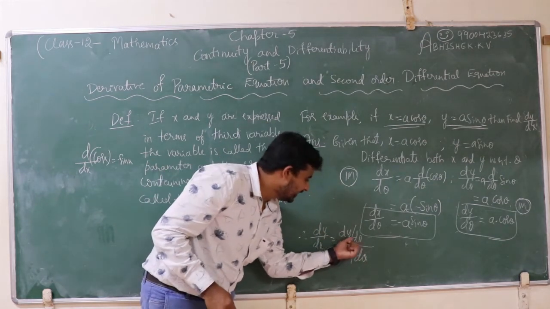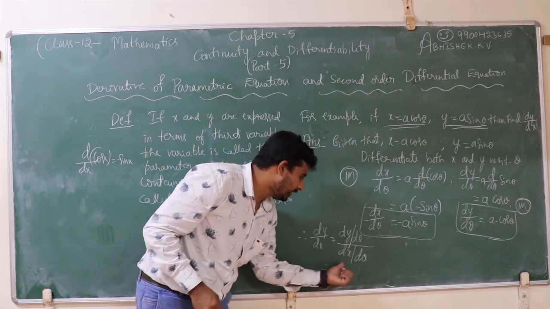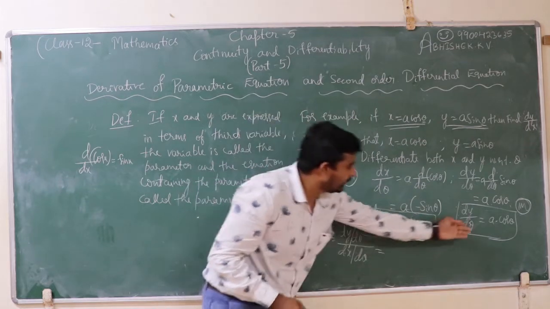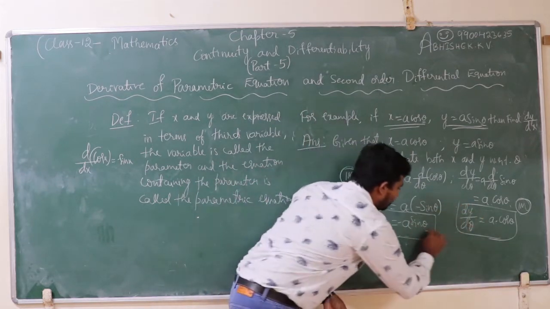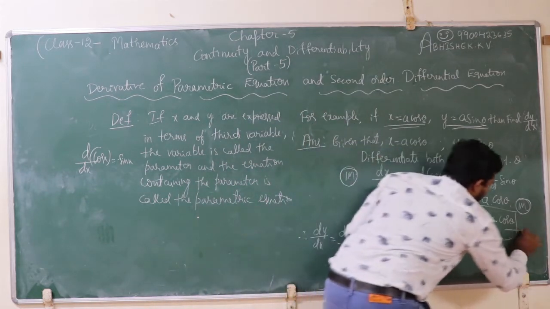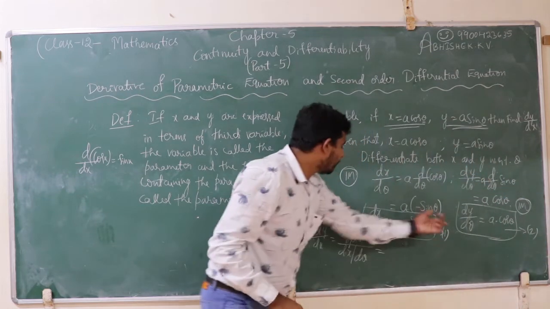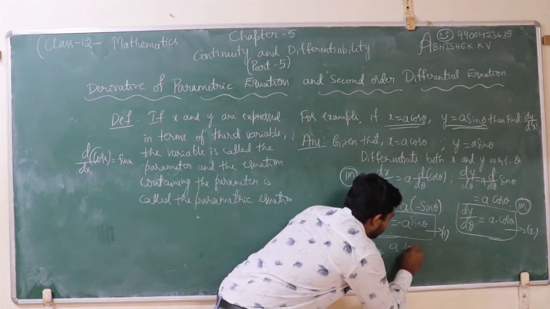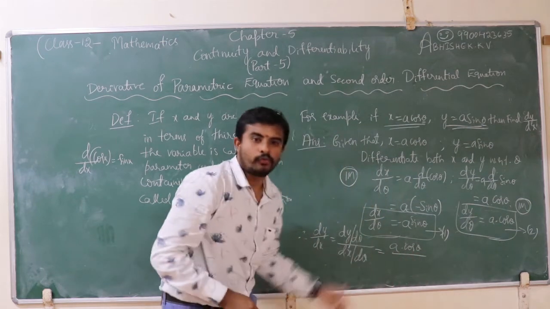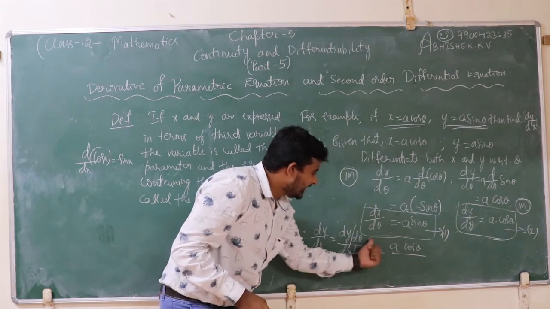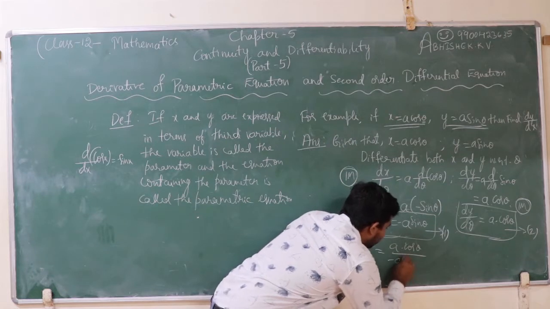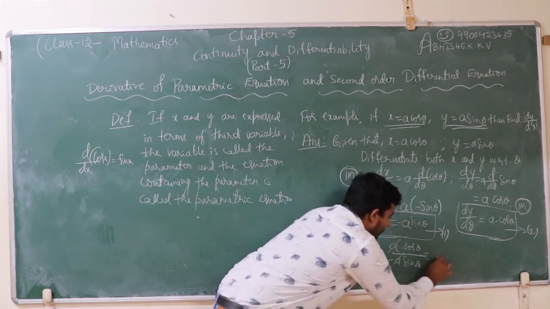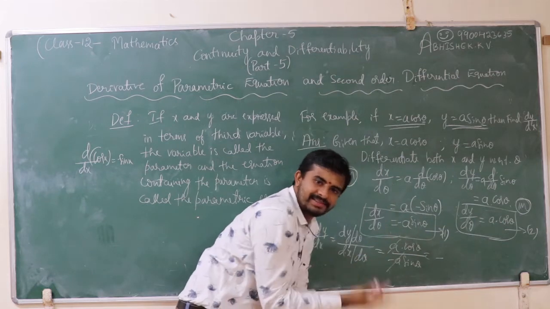Then we get dy by d theta divided by dx by d theta. We are already getting dy by d theta; it is here. Call this equation 1 and this equation 2. From 2 we have dy by d theta as A cos theta. From 1 we have dx by d theta as minus A sin theta. A will cancel, and minus by minus gives plus.